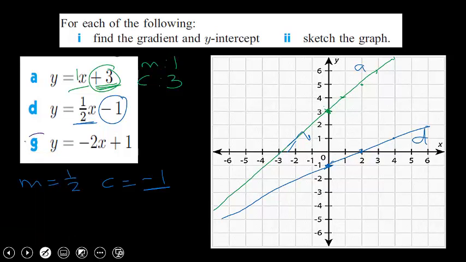And finally, let's do G. m equals minus 2 over 1 basically, and c equals 1. So I start at plus 1 and I go 2 down and 1 to the right. 2 down, 1 to the right, and so on. And this over here is what it looks like. This is line G.